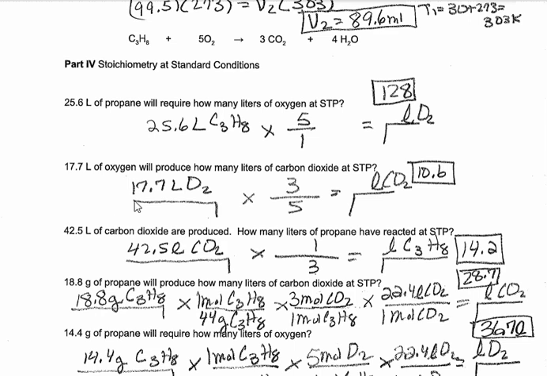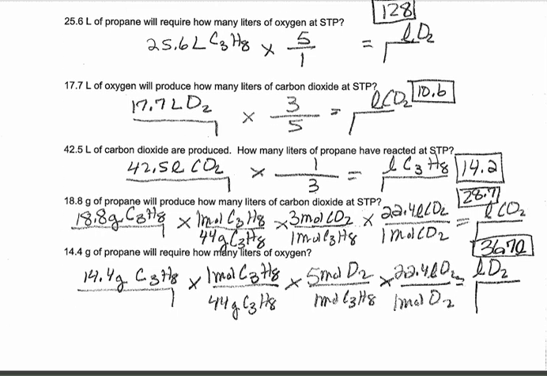All we have to do then is, for 17.7 liters of oxygen, we're trying to find liters of CO2. I'm going to multiply that by 3 for my carbon dioxide, divided by 5 for my oxygen. All right, and one more of these. 42.5 liters of carbon dioxide are produced. How many liters of propane reacted? So I take my 42.5 and multiply by 1 because there's a 1 in front of C3H8, and divide by 3 because there's a 3 for my CO2. And please notice again, whatever you're solving for goes on top. Whatever you're given goes on the bottom.